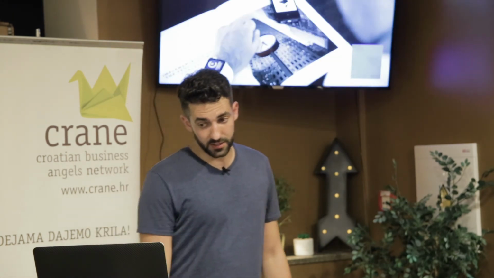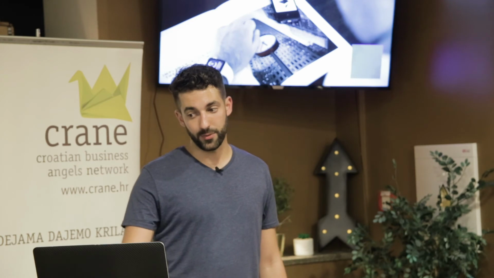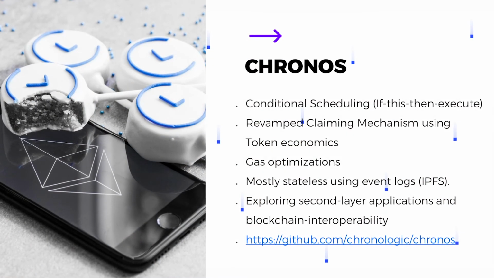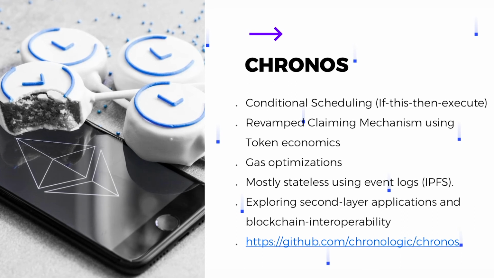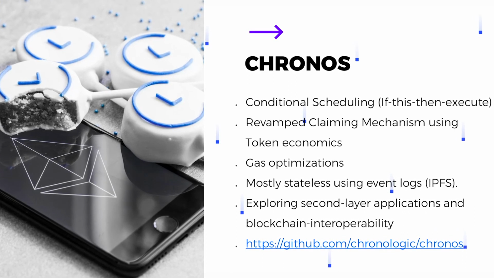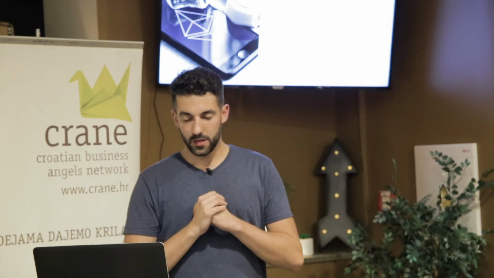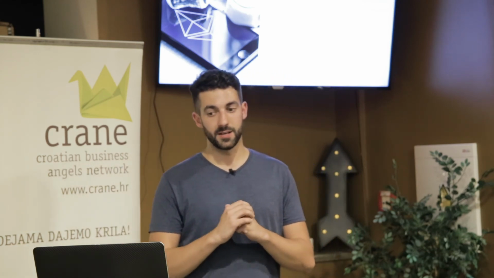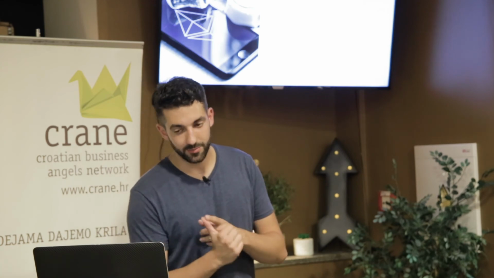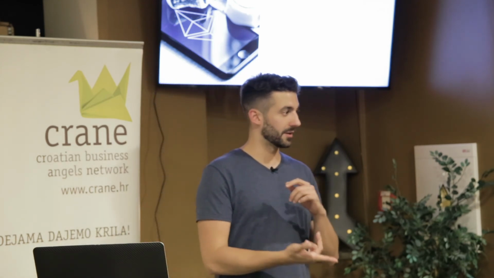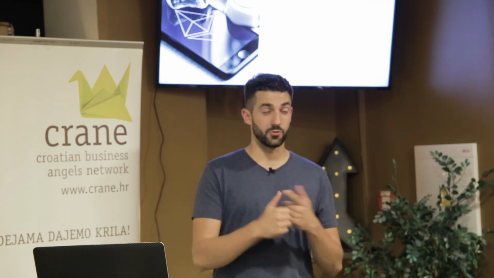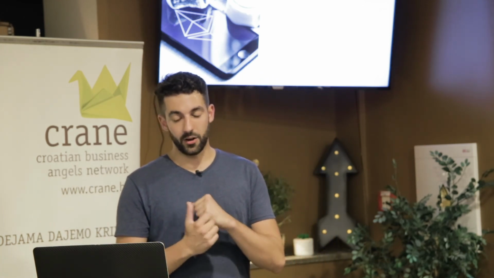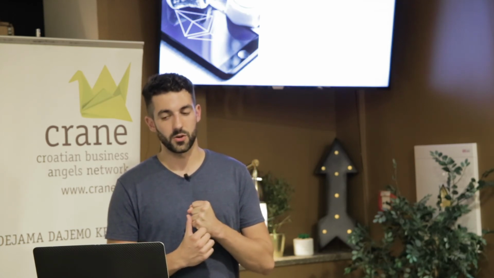Because of these problems, we have started working on something called the Chronos Protocol. Chronos Protocol is everything that we wanted in the Ethereum Alarm Clock Protocol, but we haven't had the time to implement, or it has been restricted because we took it over from Viper. So we started building the Chronos Protocol, which basically offers everything the Ethereum Alarm Clock Protocol has, with some additional gas optimizations, with a better claiming mechanism, it eliminates this transaction collision problem, and it offers another thing that is called conditional scheduling.